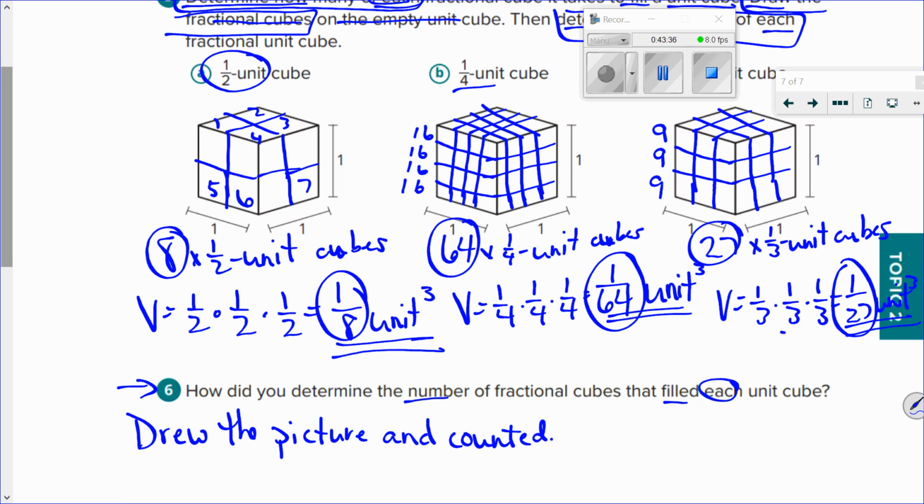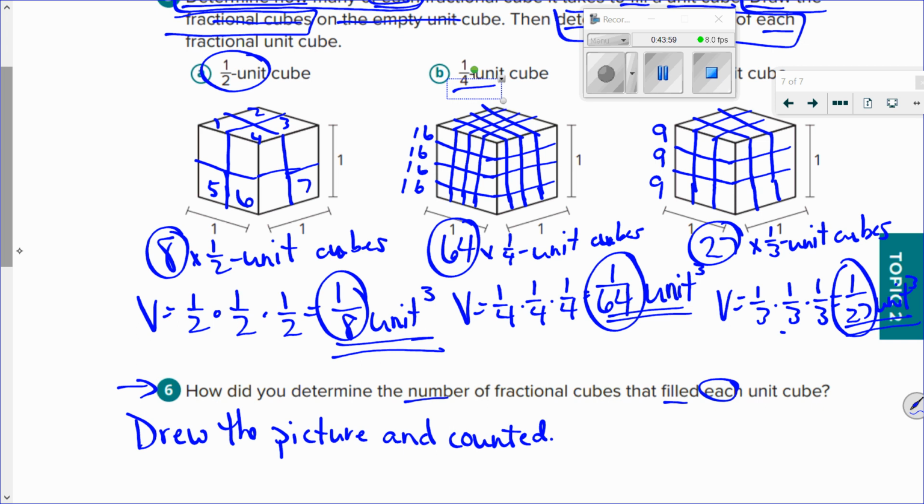The other one is, because these are all cubes, meaning the sides are all the same, all I'm doing is taking the cube of the denominator. So 2 to the third power is 8. 2 times 2 times 2. 4 to the third power is 64. 4 times 4 times 4. 3 to the third power is 3 times 3 times 3, 27.